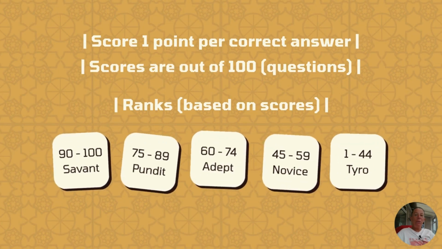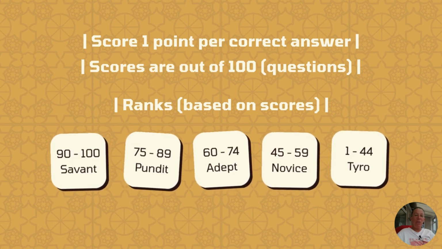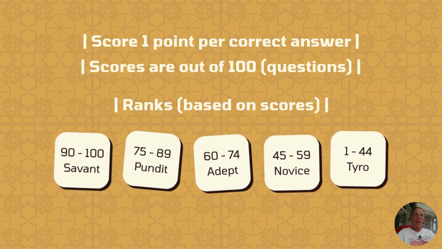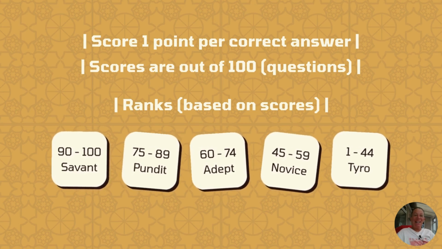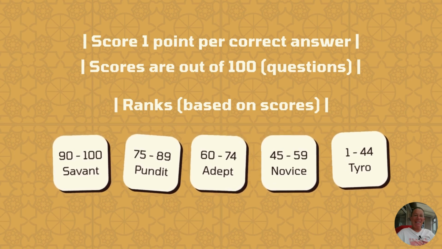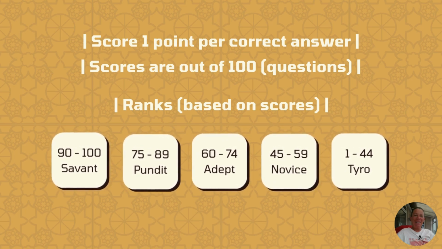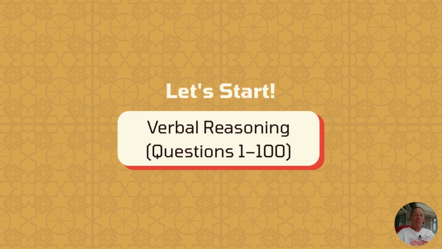So score 1 point for a correct answer. Scores are out of 100 questions. What do you think your ranking is going to be after the quiz? Are you ready? Let's get started. We've got some verbal reasoning.